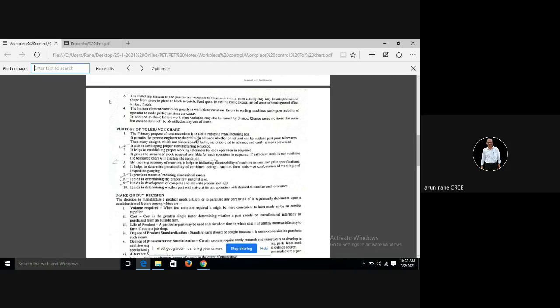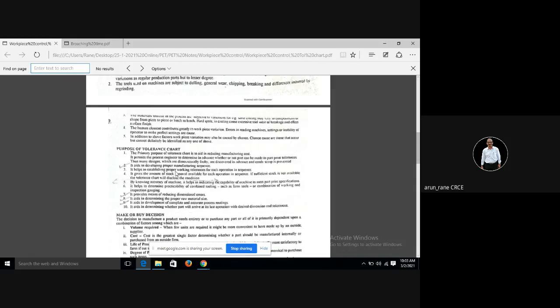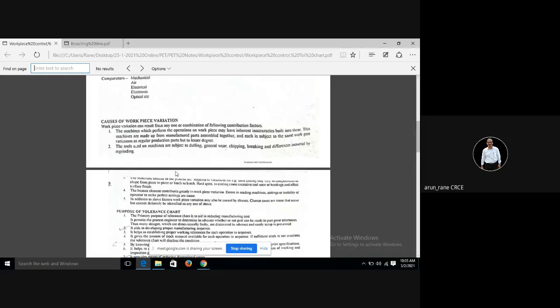Now why do I give this tolerance? Because all of us travel by train, rickshaw or bus. Trains are late, buses have low frequency, so because of these factors I have to give the tolerance. Similarly, there will be variation in the workpiece, and because of that variation we give the tolerance. So what are the causes of workpiece variation?